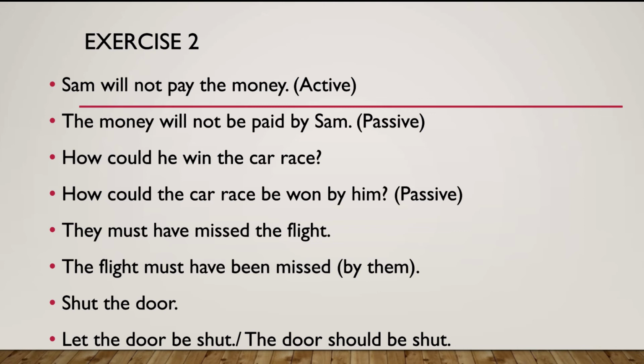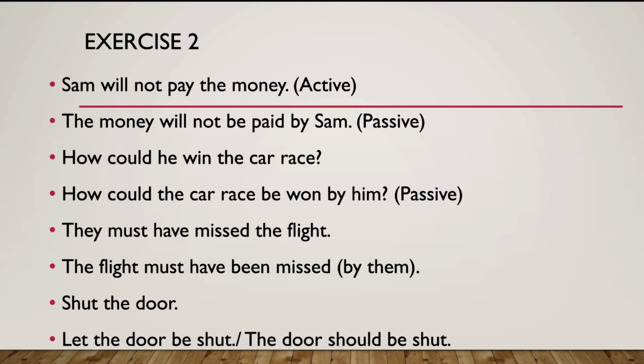The form of the verb be in future simple is will be, as it's negative, so we'll use not between will and be. The third form of the main verb is paid, and the subject of the active voice will go as the object in the passive voice. Yes, of course, with the preposition by. So the passive voice of this sentence is, the money will not be paid by Sam.